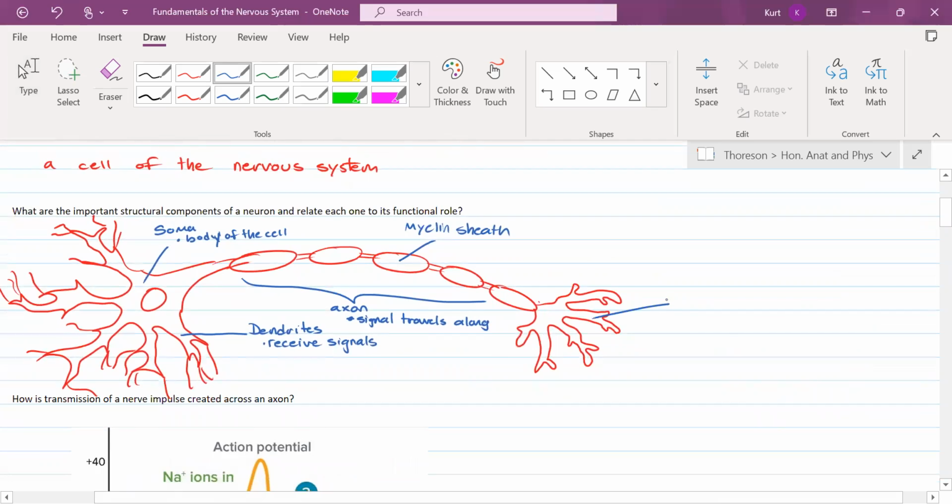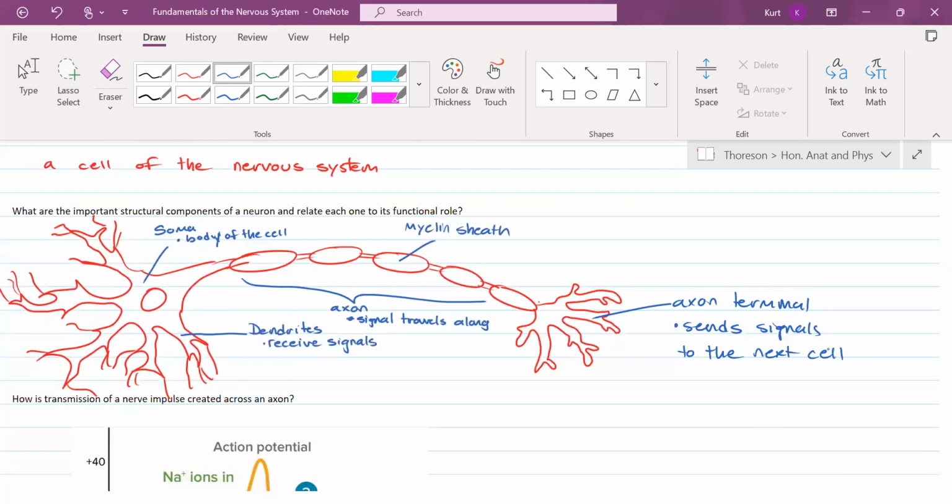And then lastly, this is the axon terminal. This sends signals to the next cell. Remember that when we did nerve tissue way back in unit 3, nerve tissue is made of neurons. Tissues are made of cells.